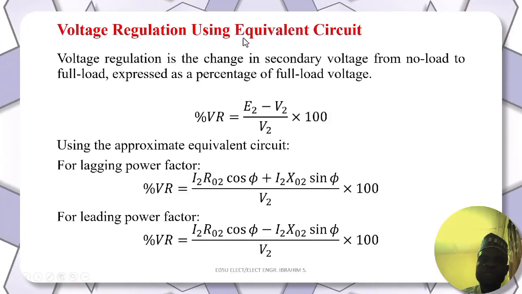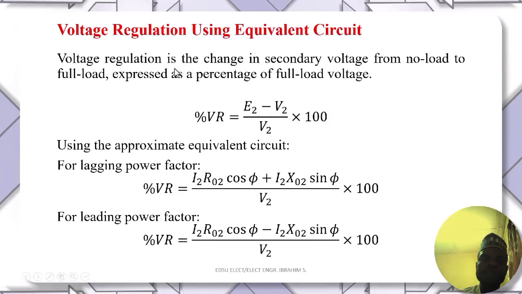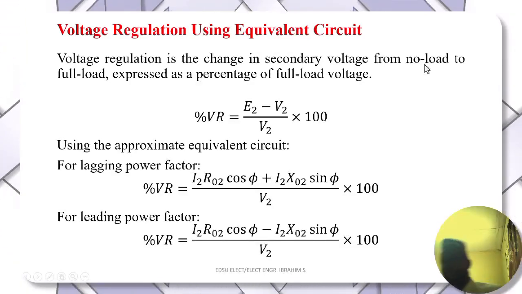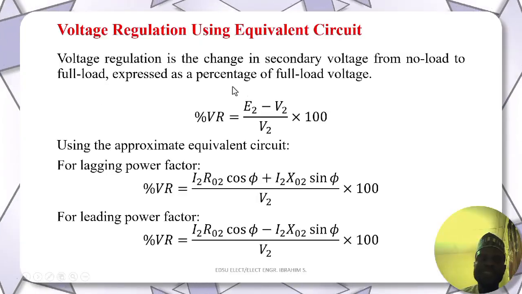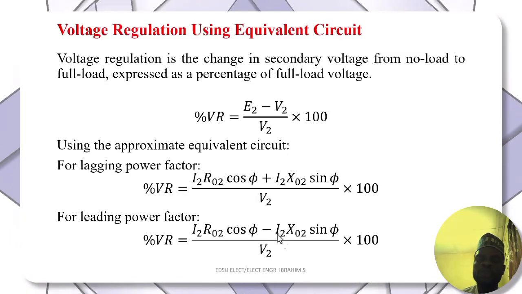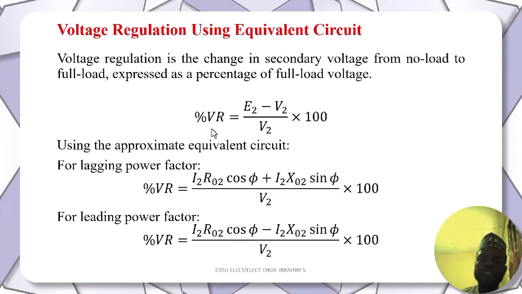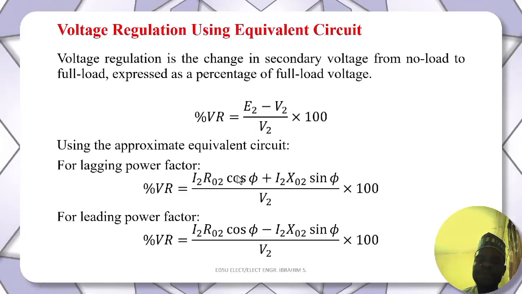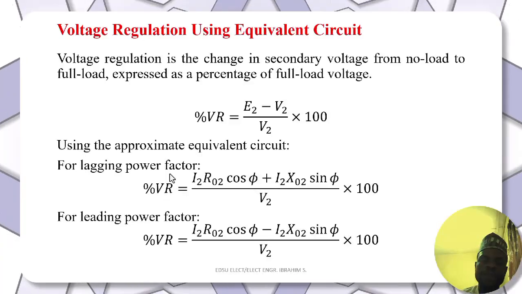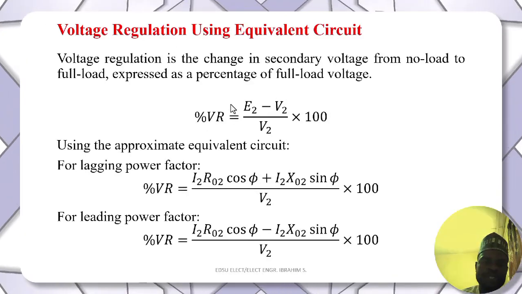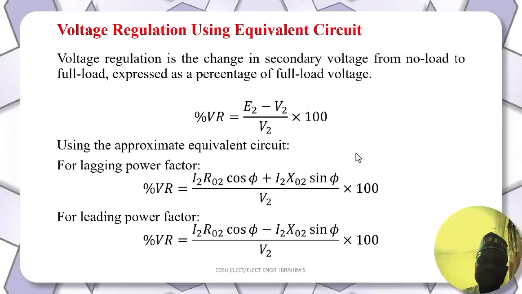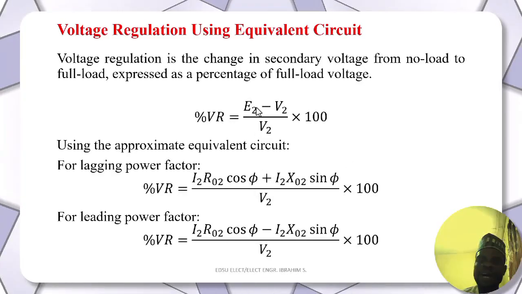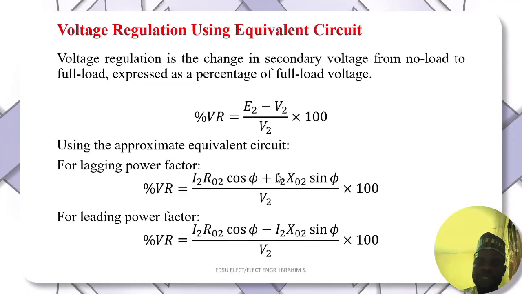So, voltage regulation using equivalent circuit. The voltage regulation is the change in secondary voltage from no load to full load, expressed as a percentage of full load. So here we have our voltage regulation to be the induced voltage minus the terminal voltage divided by the terminal voltage, multiplied by our 100 to convert it into percentage. So using the approximate equivalent circuit, we have this, because we have already seen that our induced voltage minus terminal voltage will give us this.